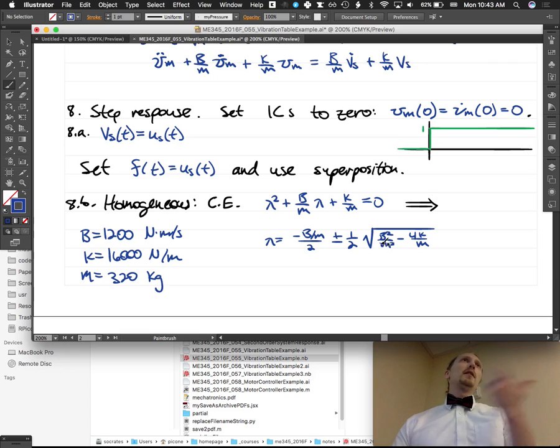Now, in order to finish this solution, we have to know if this comes out to be an imaginary number, or a real number, or 0, right? We need to know that because we're going to have either a complex conjugate pair of roots, or two real roots, or a repeated root. So we actually are going to plug in the numbers. I gave you b, k, and m. They come out to be negative 1.875 plus or minus j 6.82.